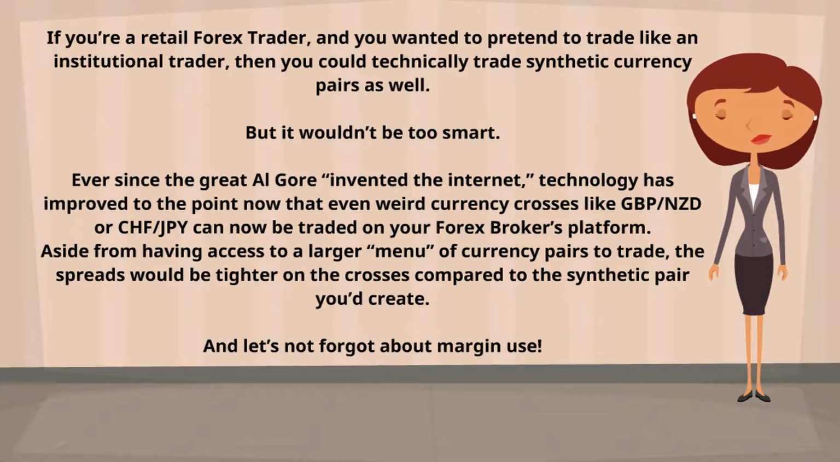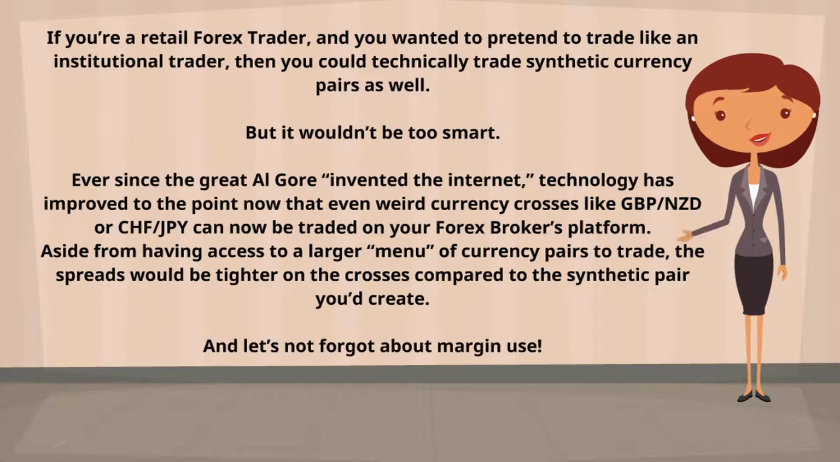Ever since the great Al Gore invented the internet, technology has improved to the point now that even weird currency crosses like pound sterling to New Zealand dollar or Swiss franc to Japanese yen can now be traded on your forex broker's platform. Aside from having access to a larger menu of currency pairs to trade, the spreads would be tighter on the crosses compared to the synthetic pair you'd create.